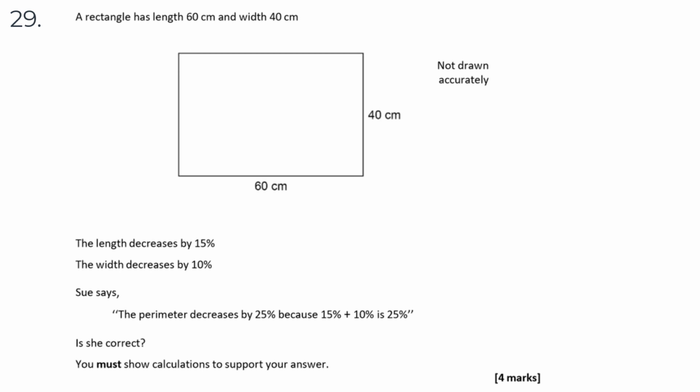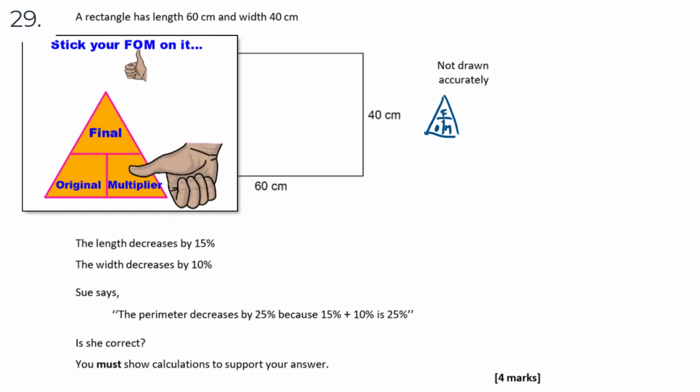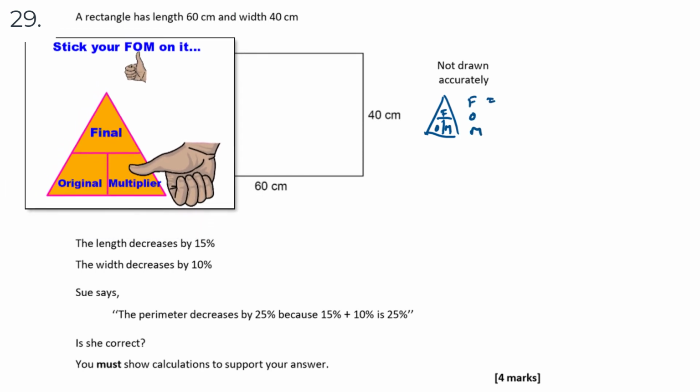Okay. So let's start with the length. I want to do a percentage decrease. So using my FOM triangle, stick your thumb on it. Final is what we're trying to find. Original is the length, which is 60, and the multiplier then, the length decreases by 15%. So 100% minus 15% is going to give me 85%, which as a multiplier would be 0.85, wouldn't it?